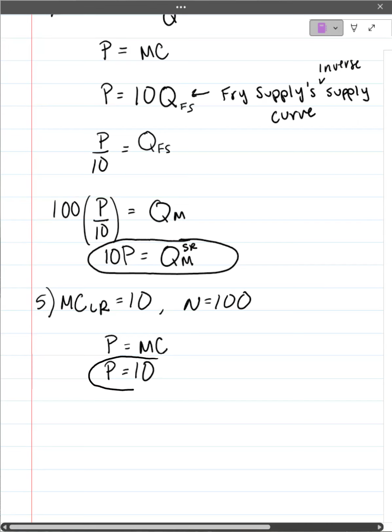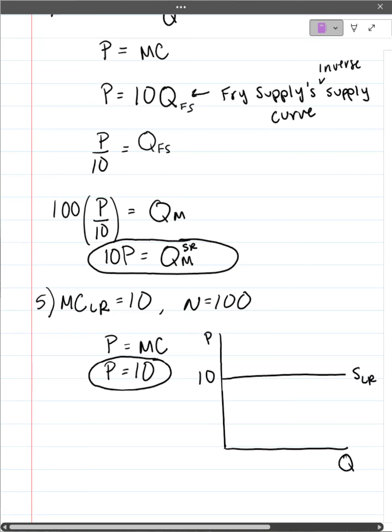So this will be the firm's, excuse me, it will be Fry Supply's long run supply curve as well as the market long run supply curve. Essentially what it's saying is that Fry Supply and all the other firms on the market will provide as many fries as consumers want at a price of 10. Okay, so that's what we see.